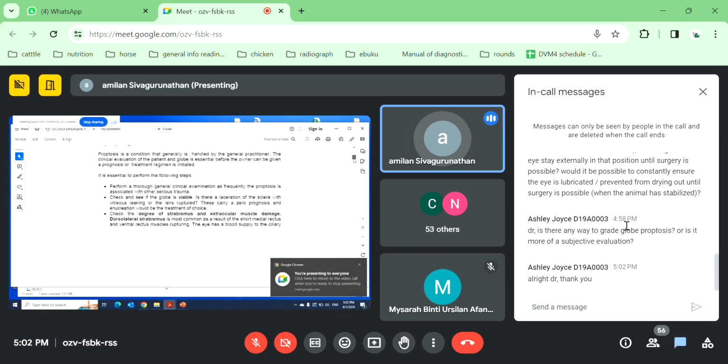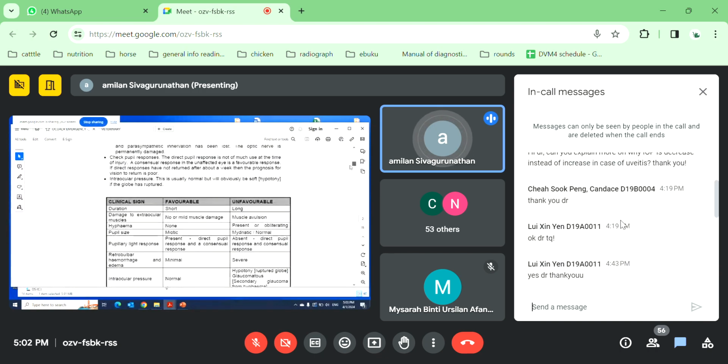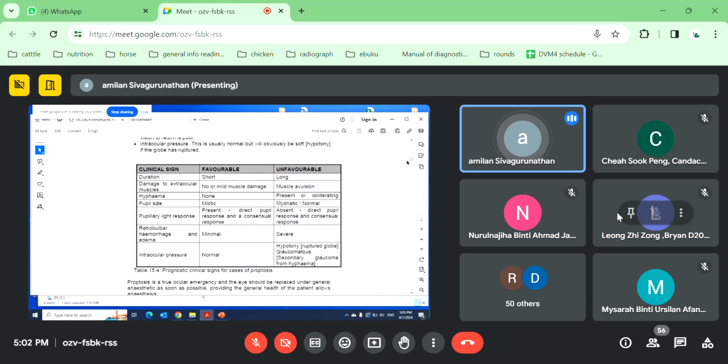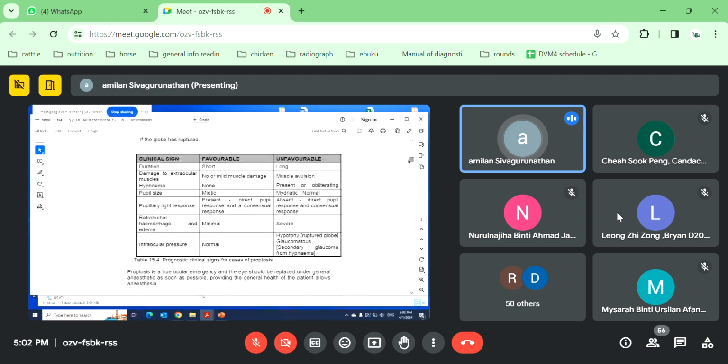Okay, so proptosis we've discussed, and we've identified the importance of classifying. So here I've given you a very clear PowerPoint, a little lecture notes here on decision making. Favorable, unfavorable, very simple, right? So in the event that all these issues are ongoing, in the event that there's damage to the muscle, then the prognosis changes. That's all it is.